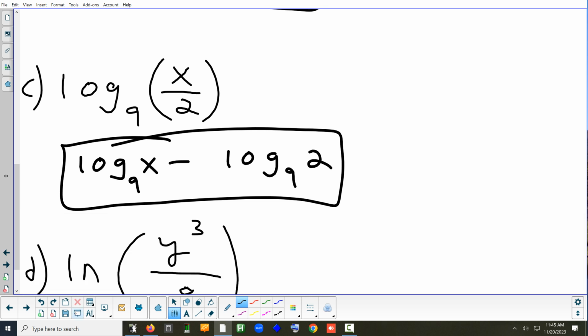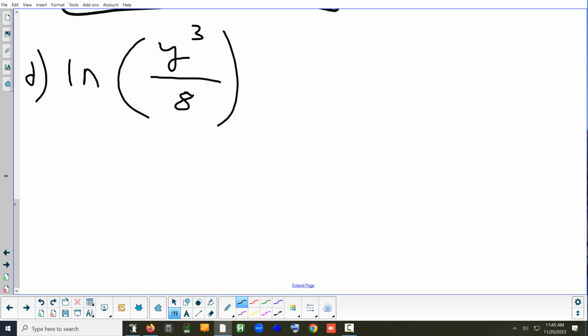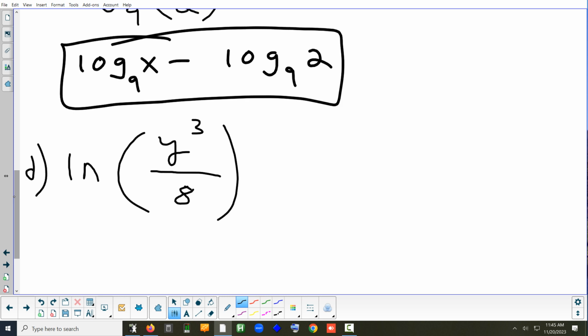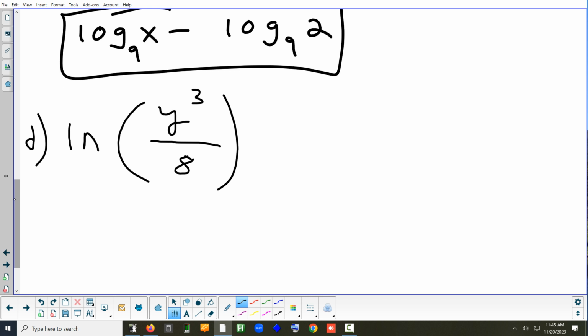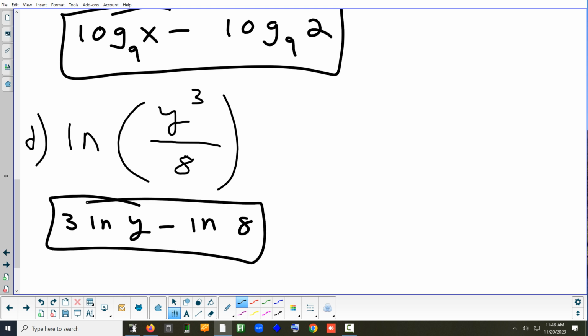All right, and let's try this one. Now, this is just log base e. You don't write it log base e. You write your final answer with ln. So, anyone think they could tell me the final answer in one step? Yep. It would be 3 ln y minus ln e. Perfect. There you go. 3 ln y minus ln e. Questions on it?